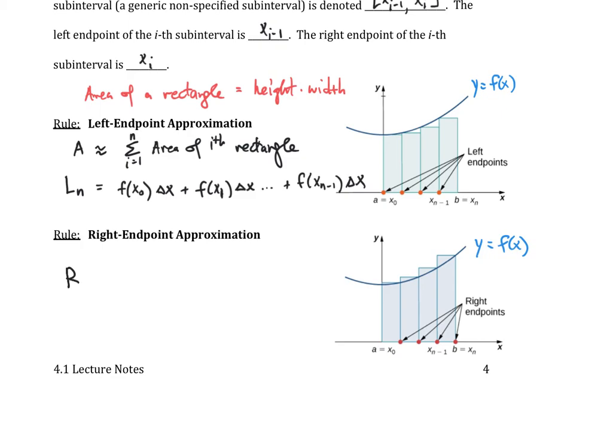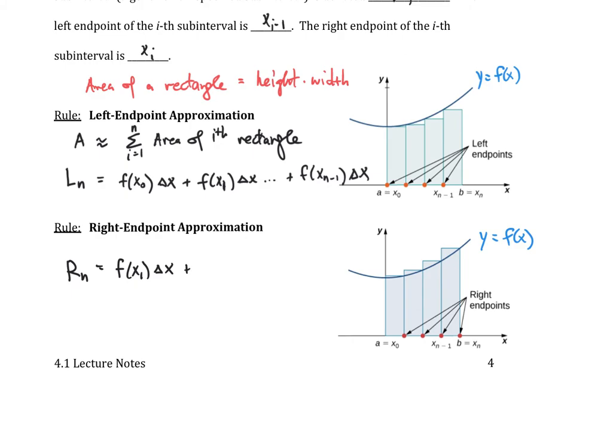The right endpoint approximation looks like this. Instead of starting with f of x0, we're going to start with f of x1 and multiply by the width of the subinterval. And then for the second rectangle, the height is going to be given by f of x2 times the width of the subinterval. And then the very last rectangle, the height is going to be f of xn times, and the width is still going to be delta x.